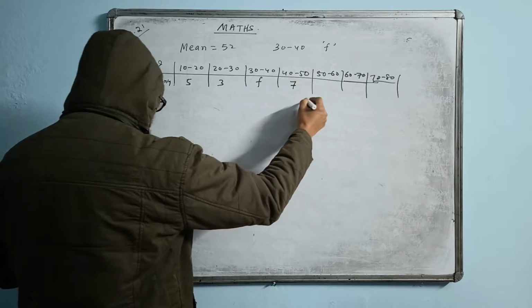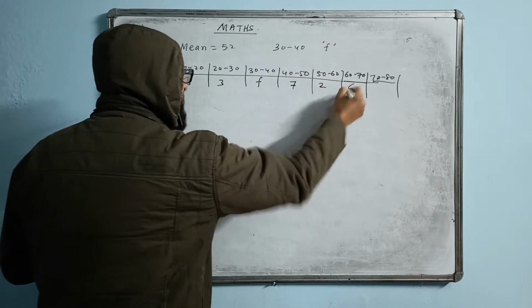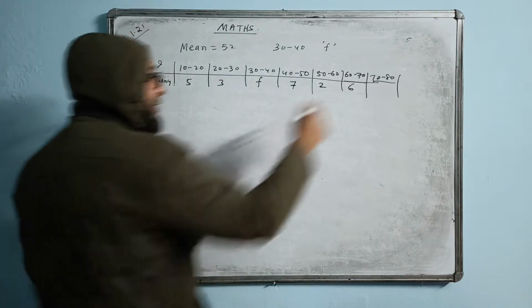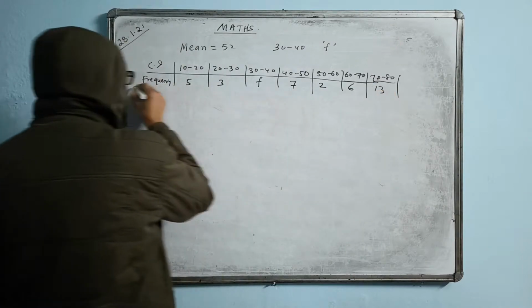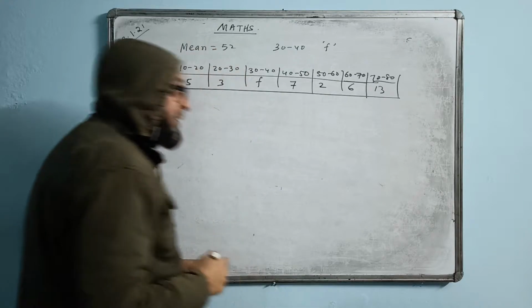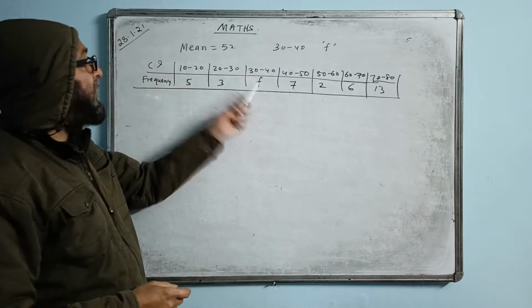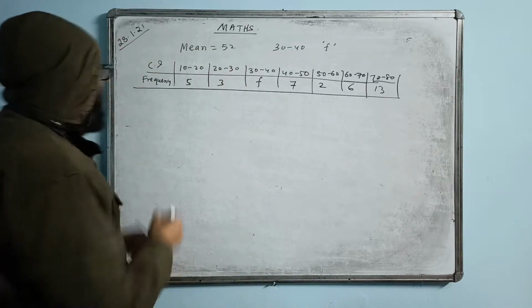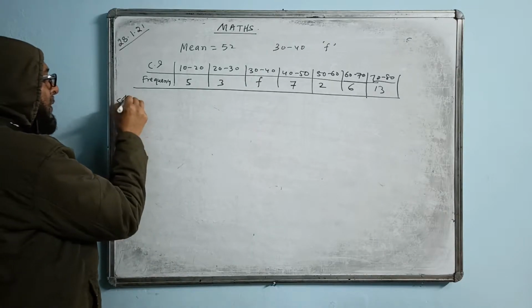7, 2, 6, and 30. This is 30. The question is asking you to find the value of F, whereas the mean is given as 52. Okay, now see how we are doing the answer.